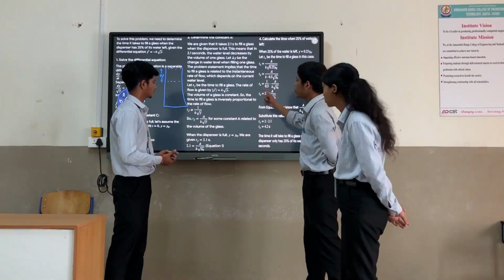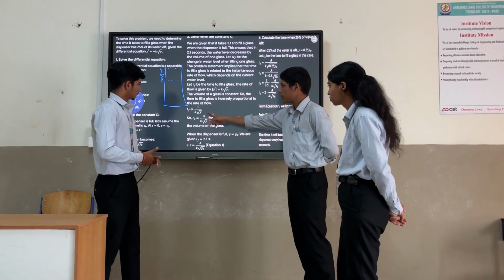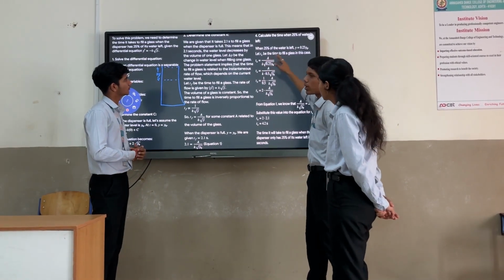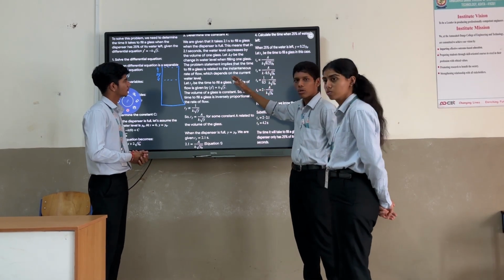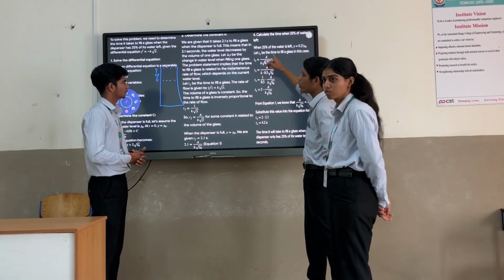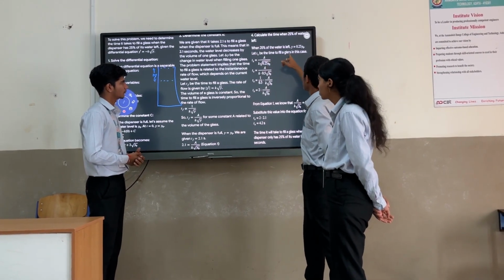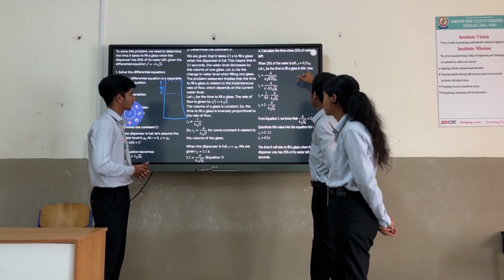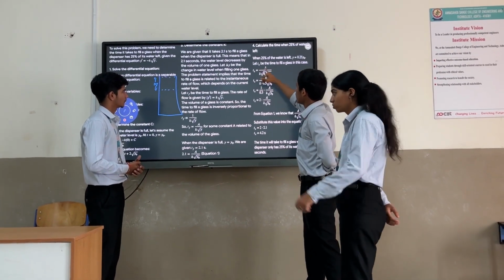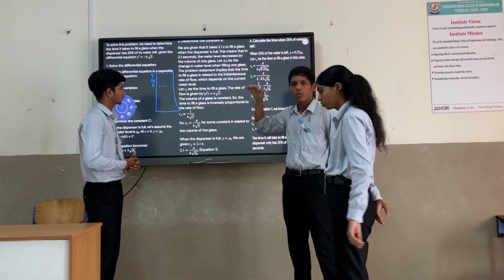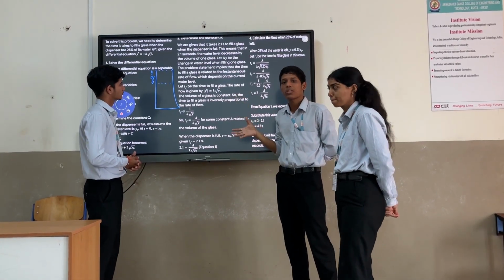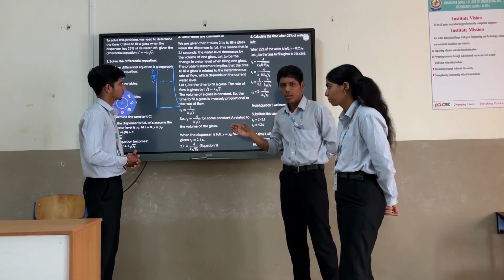Basically in this equation, for 25%, here we talked about 100% and here we are talking about 25% of water. So y is equal to 0.25 y naught. Let dt be the time to fill the glass. For 25% of water, how much time will be required in order to fill the glass?